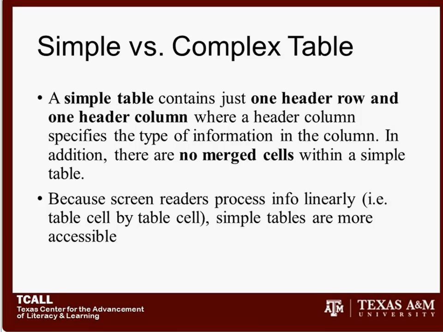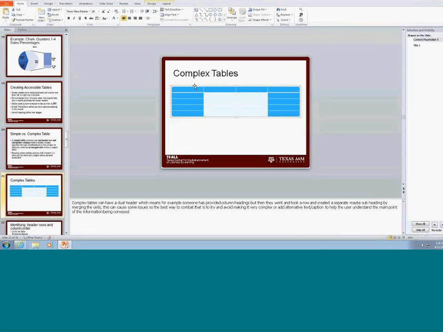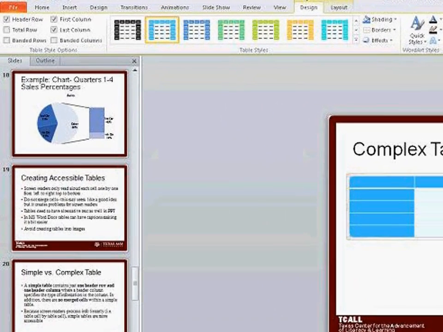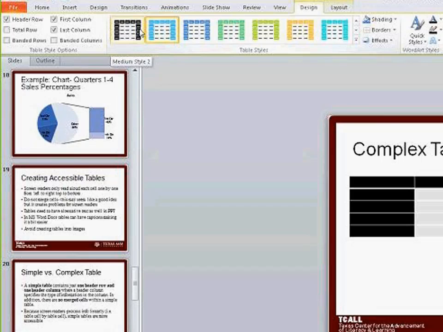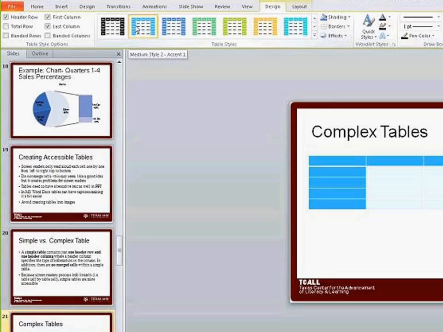The table contains just one header row and one header column, where a header column is going to specify the type of information. In addition, there's no merged cells, like I said. But essentially, let's see if we can identify those header rows. You're going to click on the Table Properties feature for this table. I'm going to click on it, Table Tools. But in here in the design features is where you're going to be able to create something that's a little bit more your needs are.